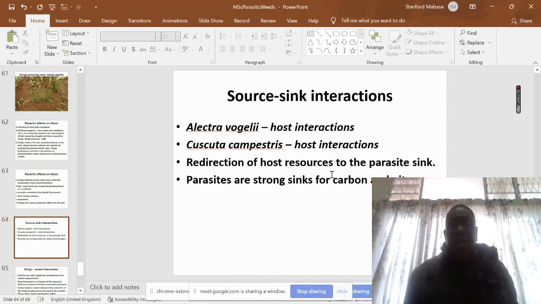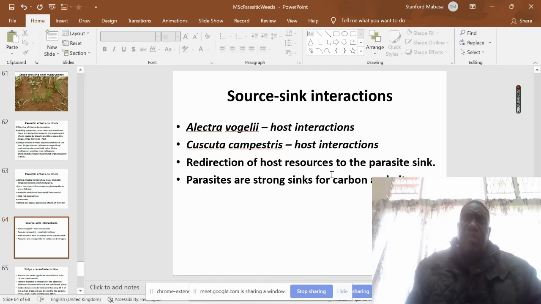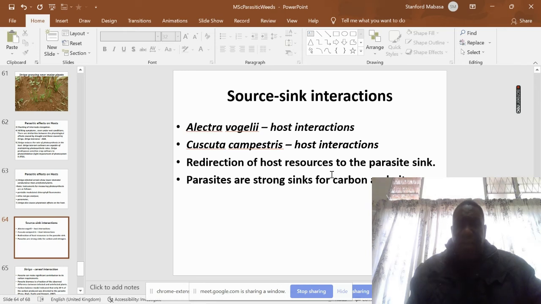Among these parasites, the movement of the carbohydrates can explain the impact of the parasite. For example, redirection of host resources to the parasite sink explains what is happening to the host. Parasites become strong sinks for carbon and nitrogen. So the host can have a reduced grain or reduced yield simply because of the movement of carbohydrates from the host to the parasite. This is quite obvious with Electra vogelii and Cuscuta campestris.